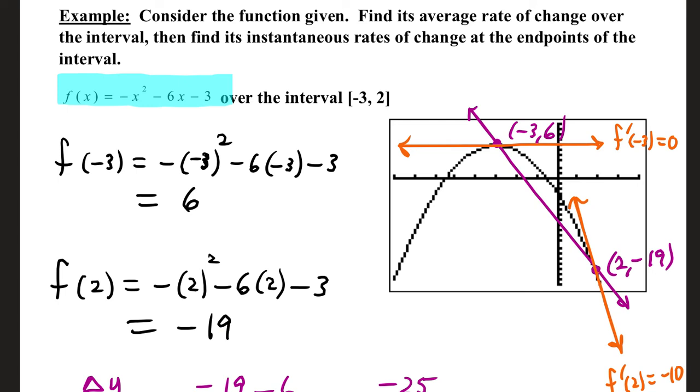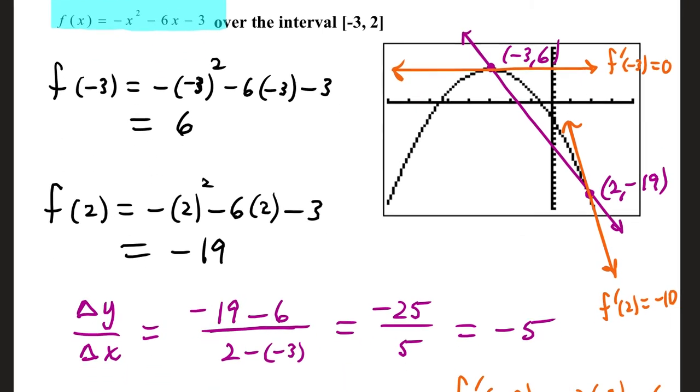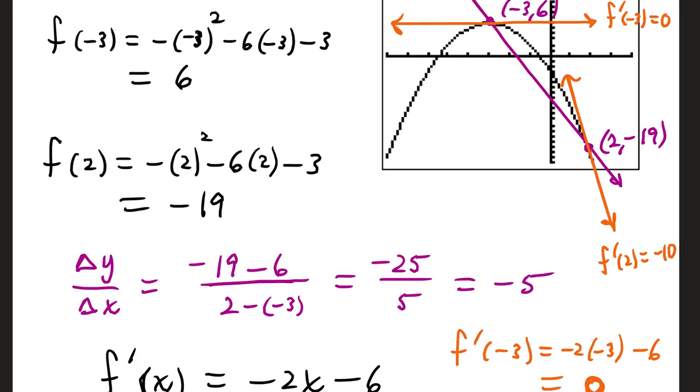Second function value, negative 19, minus first function value of 6, that's negative 25. The interval length, 2 minus negative 3, right endpoint minus left endpoint, that interval is 5 units long. So negative 25 divided by 5 is negative 5. Negative 5 is the slope of this purple line. Instantaneous rates of change at the endpoints are the ones with the orange lines.